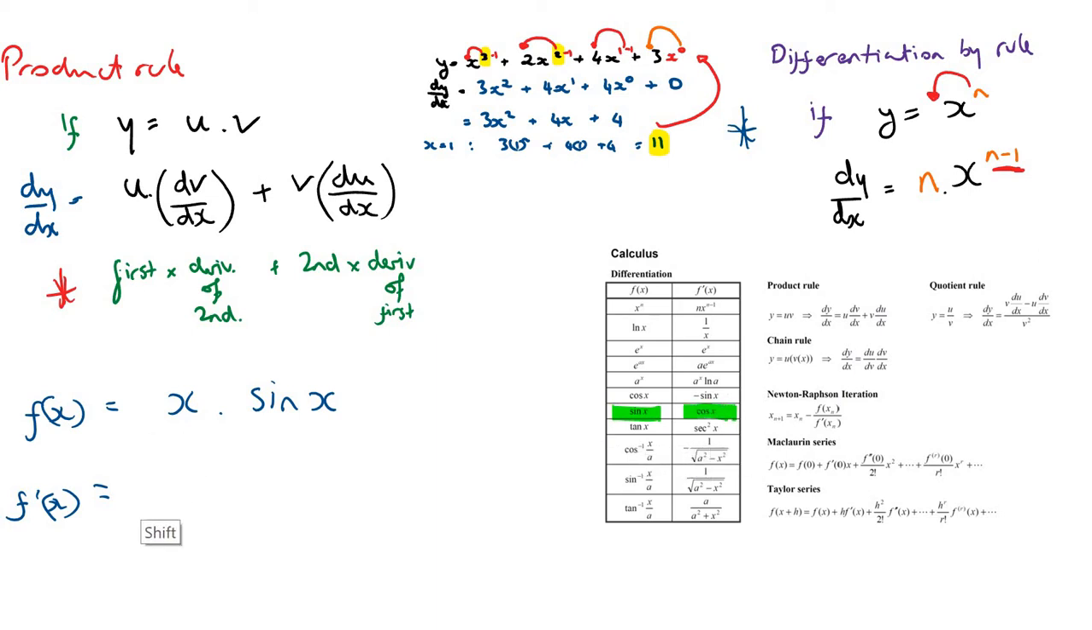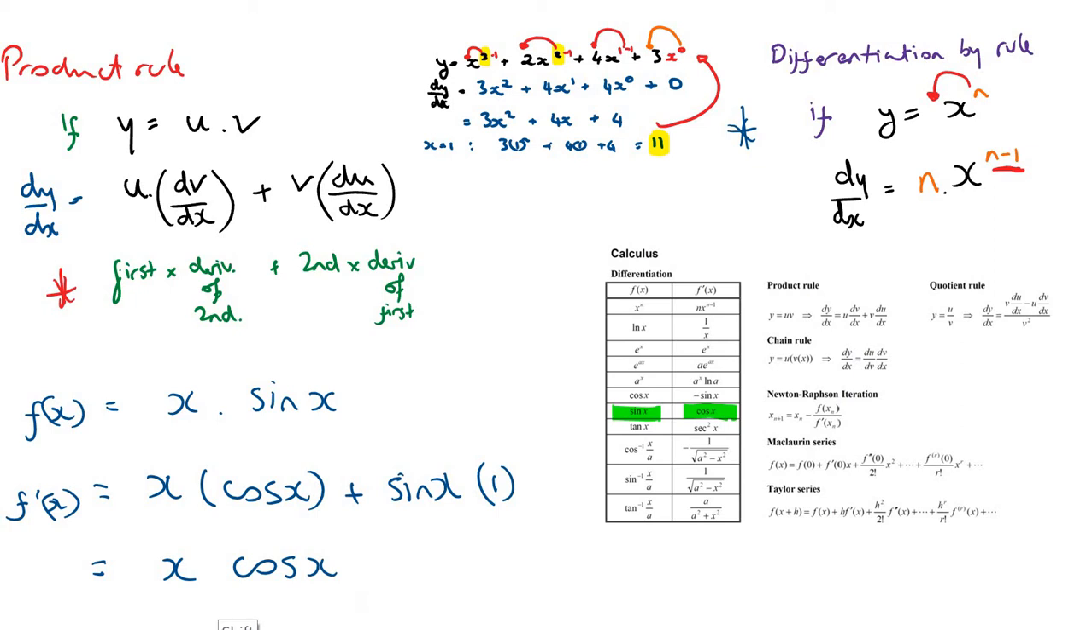So it's going to be the first, which is x, times the derivative of the second. Well, I've just seen there the derivative of sine of x is cos of x, so it's x times cos of x plus the second, which is sine of x, times the derivative of the first. So derivative of x is just 1. So the derivative of that function is just x cos of x plus sine of x. It looks a bit long-winded, but that is just what the derivative of that function is, using the product rule.